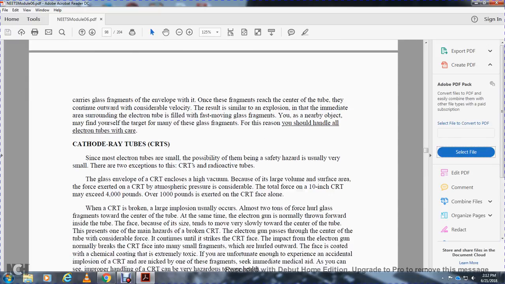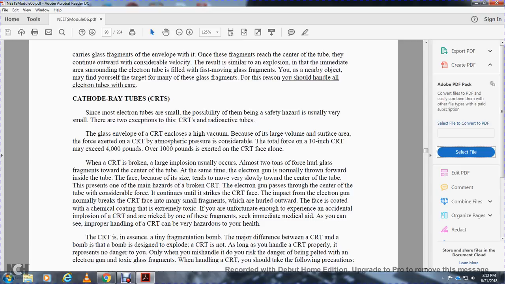For this reason, you should handle all electron tubes with care. Cathode ray tubes: since most electron tubes are small, the possibility of a safety hazard is usually very small. The two exceptions are the cathode ray tube and radioactive tubes. The glass envelopes of cathode ray tubes, which enclose a high vacuum, have a large volume and surface area, so the force of atmospheric pressure on the cathode ray tube is considerable.